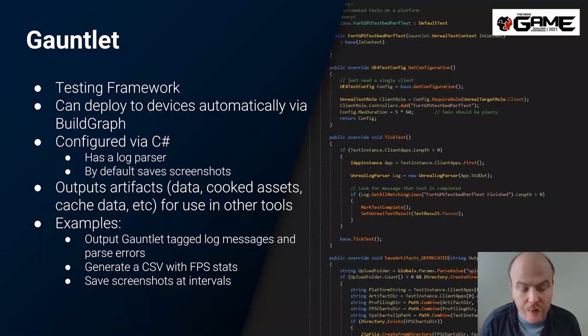So one of the issues you run into when you're building a cross-platform project is that you have a lot of different devices that you need to make sure your game is working on. And that's where Gauntlet comes in. Gauntlet is a framework for testing that is able to deploy automatically to different devices. So you can use the same Gauntlet script to deploy to your PlayStation, to your iOS, to your Android, and then it's able to run tests on those devices.